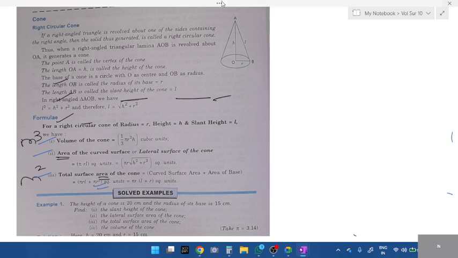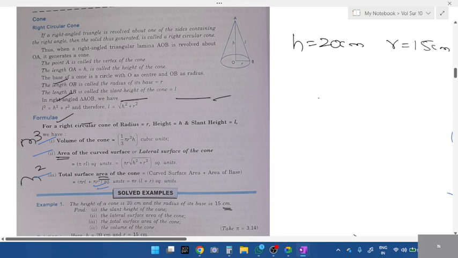Look at the first example. We'll solve 1 or 2 example questions. The height of a cone is 20 centimeters. Is the unit the same? Centimeter and centimeter? Height of a cone, H is equals to 20 centimeter. Next. What is radius, students? Radius is 15.